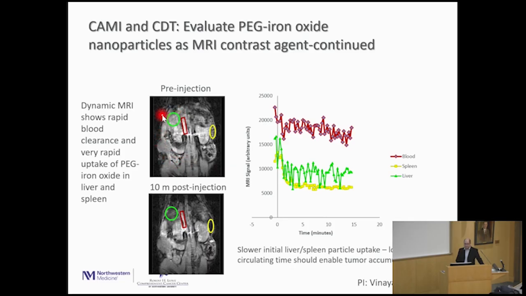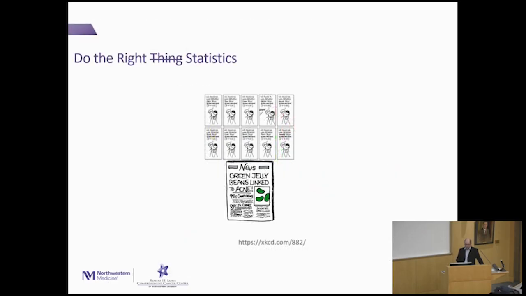So this is the liver and blood vessel, and then the yellow is the spleen here. So these are the different profiles of a kinetic curve with this contrast agent.